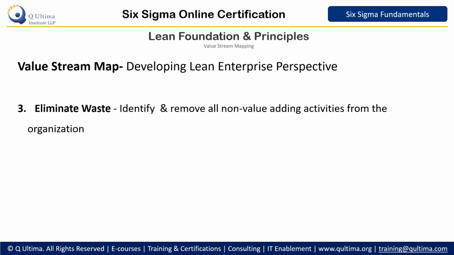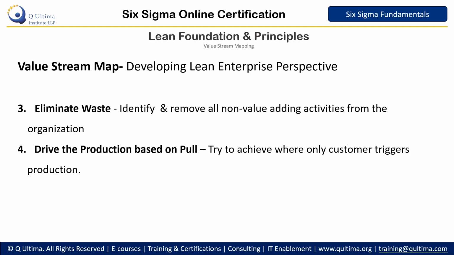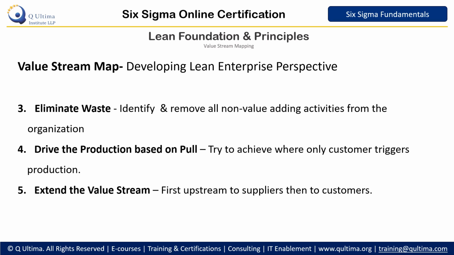The third step is to eliminate waste, find all non-value-adding activities and remove such waste, and drive the production based on pull. Try to achieve a state where only the customer triggers the production and not when we want to produce it. And extend the value stream upstream to the suppliers and downstream to the customers, realizing that it benefits all.